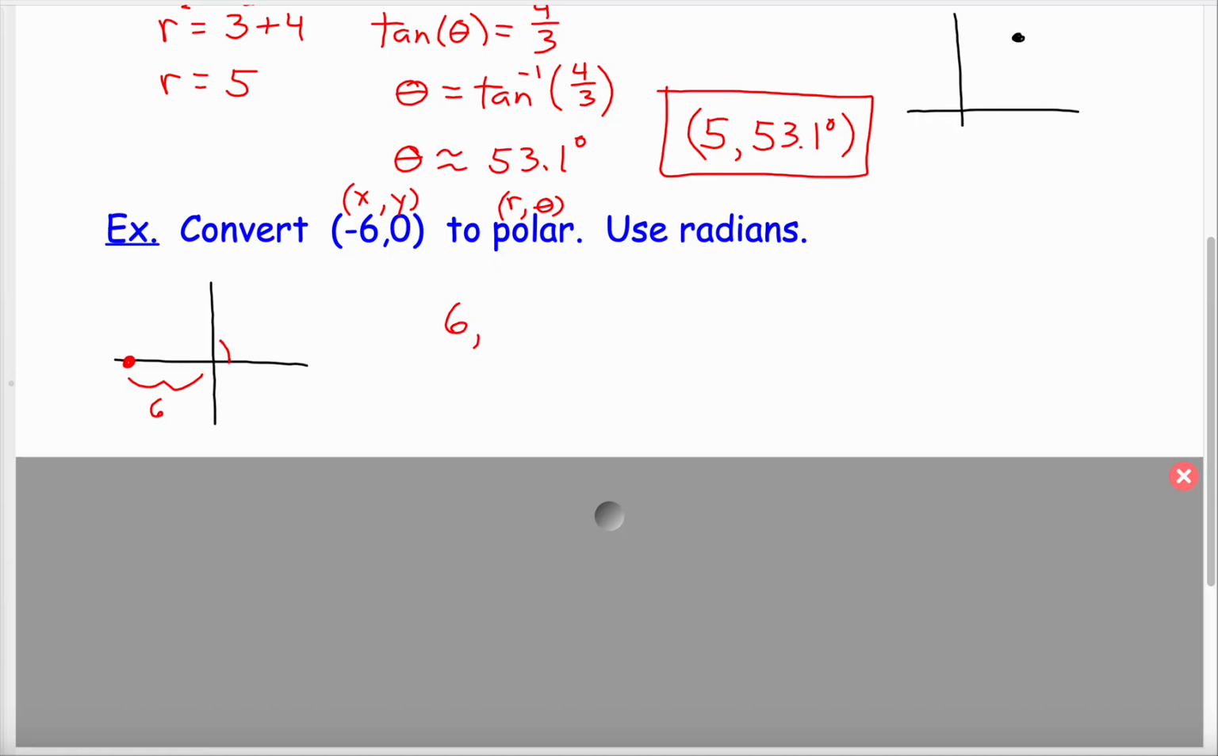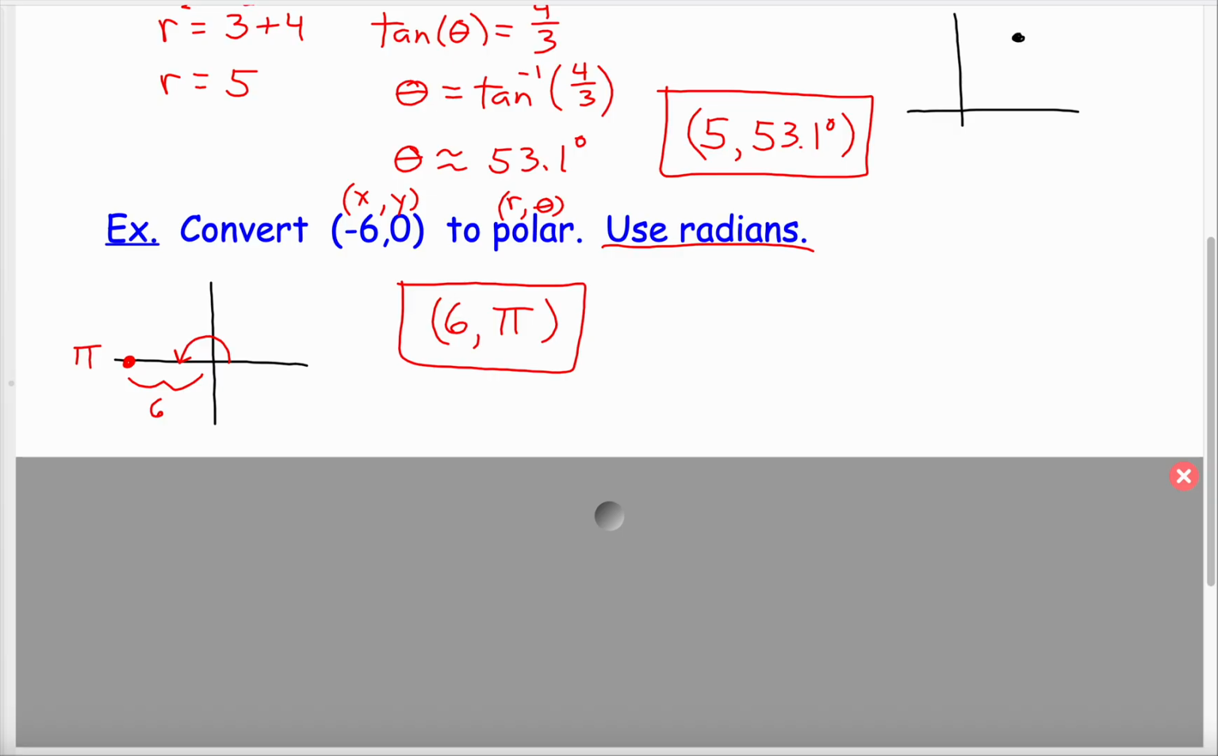And then what's this angle? Well, that's 180 degrees, or pi radians. Said use radians. So pi. And we're done. So the conversion is 6 comma pi.